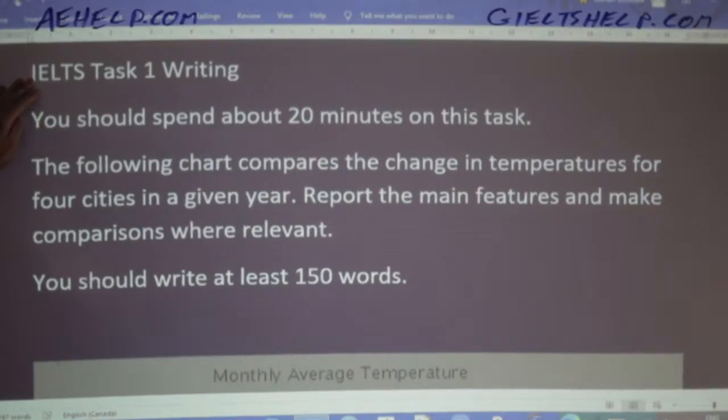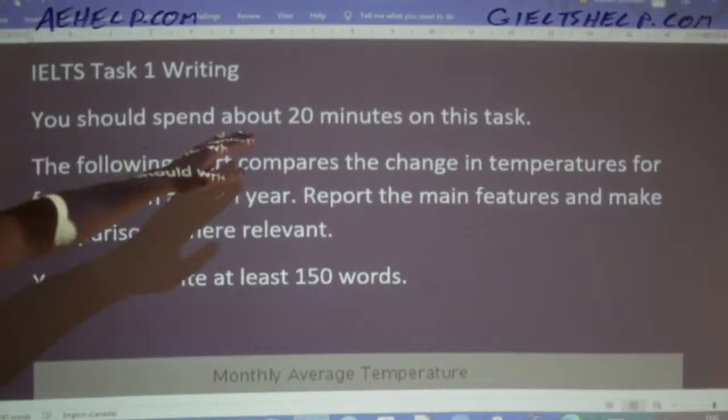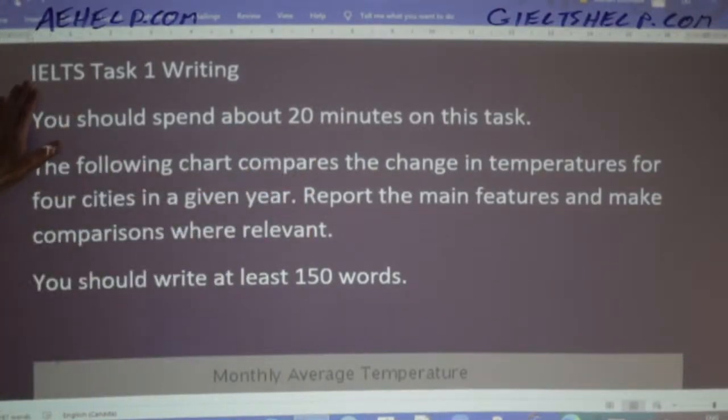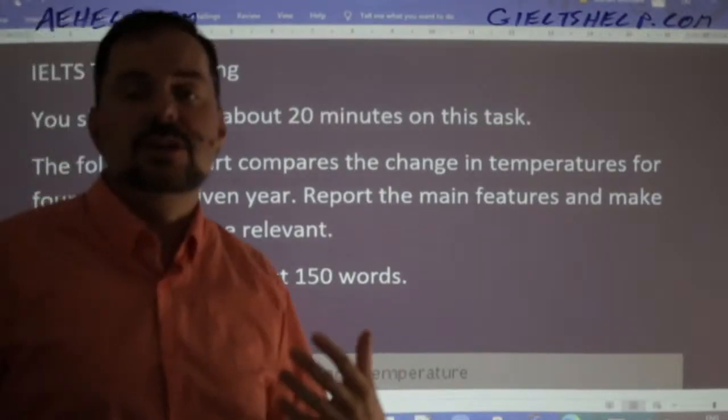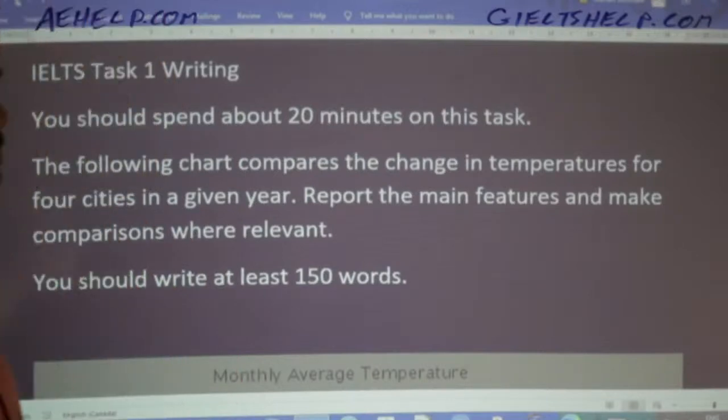Always start with task one. Task one should be easier than task two. It's a shorter task. It's 20 minutes. It's half the length of task two. And you start by reading the question very, very carefully, making sure that you really pay attention to the details. So here we go. Let's read this together.